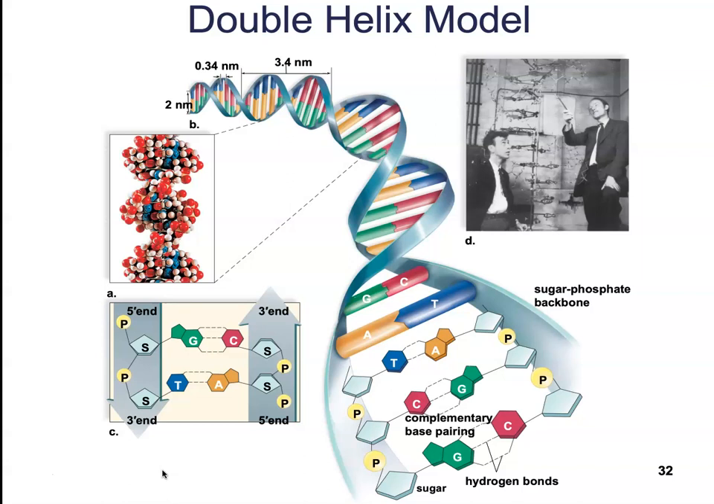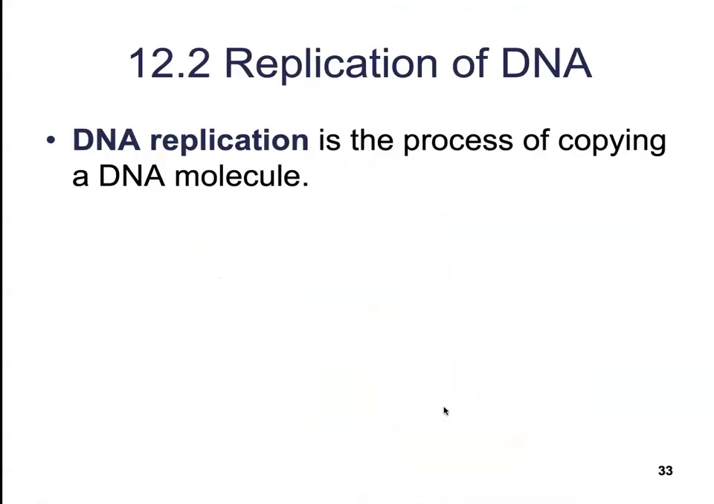Finally, they determined that complementary base pairing ensures that a purine is always bonded to a pyrimidine. So adenine is always going to be bound to thymine, and cytosine is always going to be bound to guanine. They received a Nobel Prize for their work in 1962.